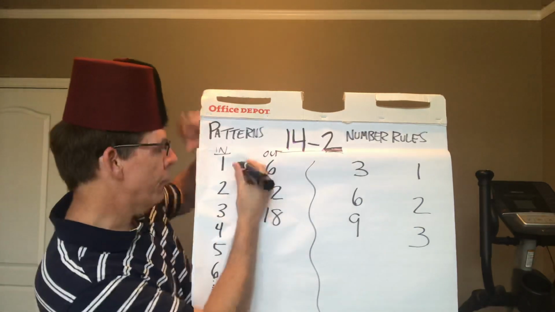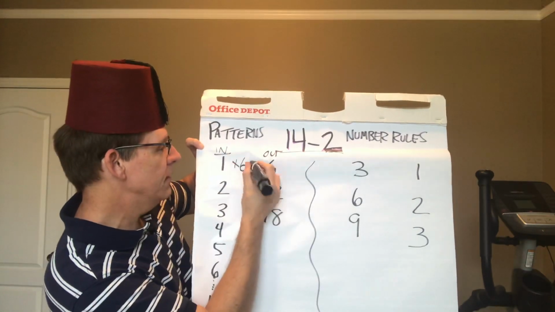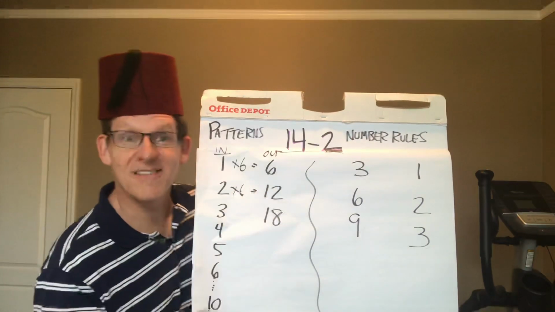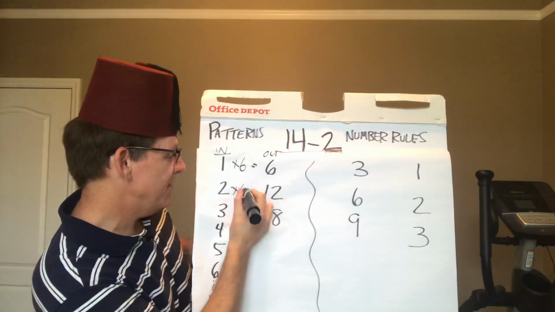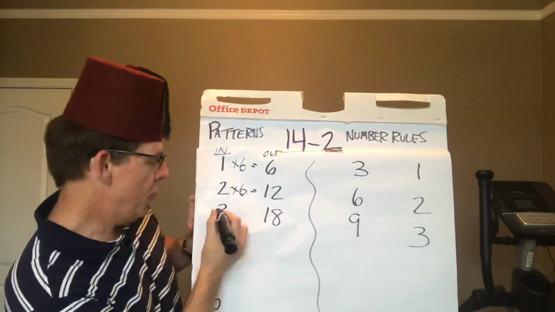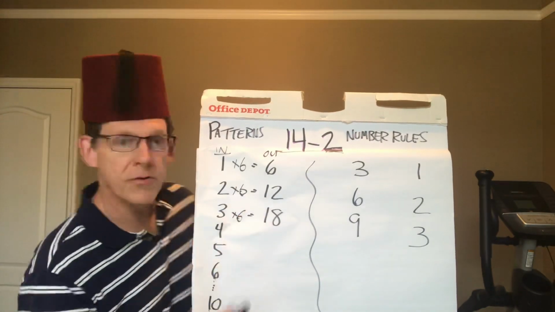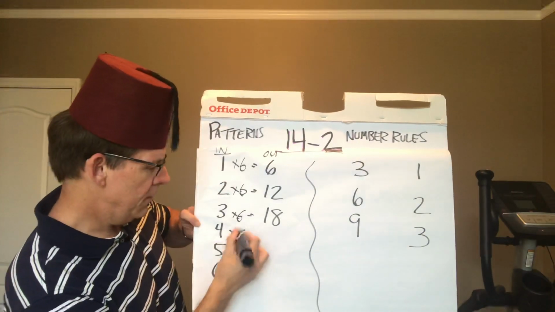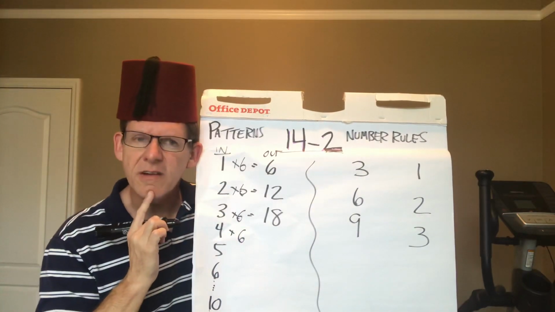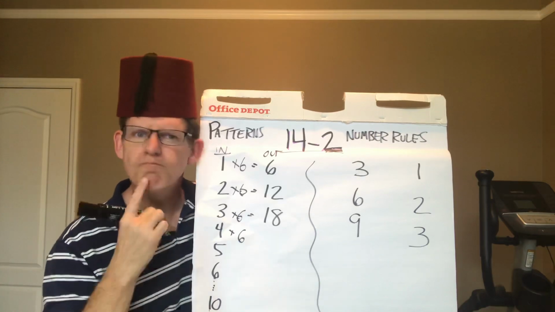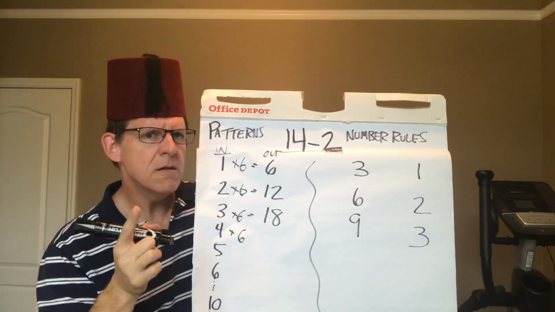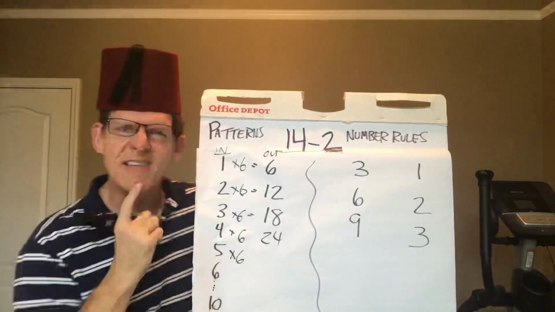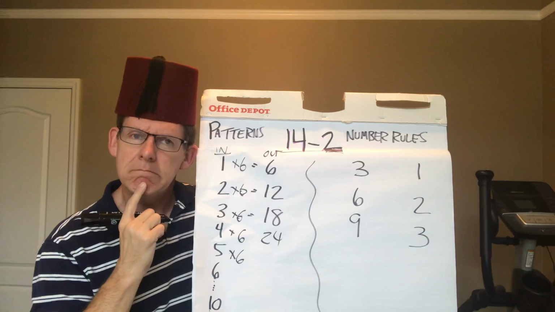That seems to work, so I'm going to write up here 1 times 6 equals 6. 2 times 6 equals 12. 3 times 6 equals 18. Well, let's put it down here. What is 4 times 6? Do you know the answer? What's that? Oh yeah, 24. How about 5 times 6? That's right, 30.